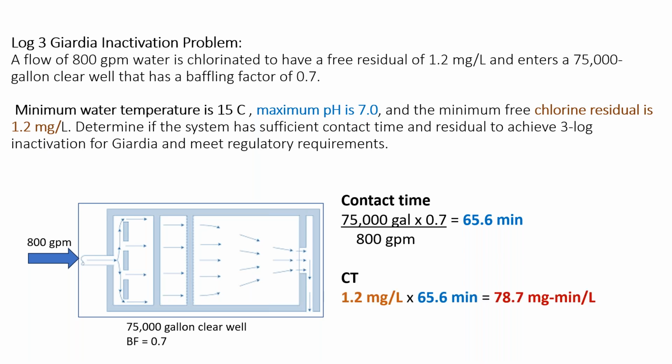So then we can take the CT value by taking the number of minutes and multiplying it by the dosage. 1.2 milligrams per liter times 65.5 minutes equals 78.7 milligram minutes per liter.